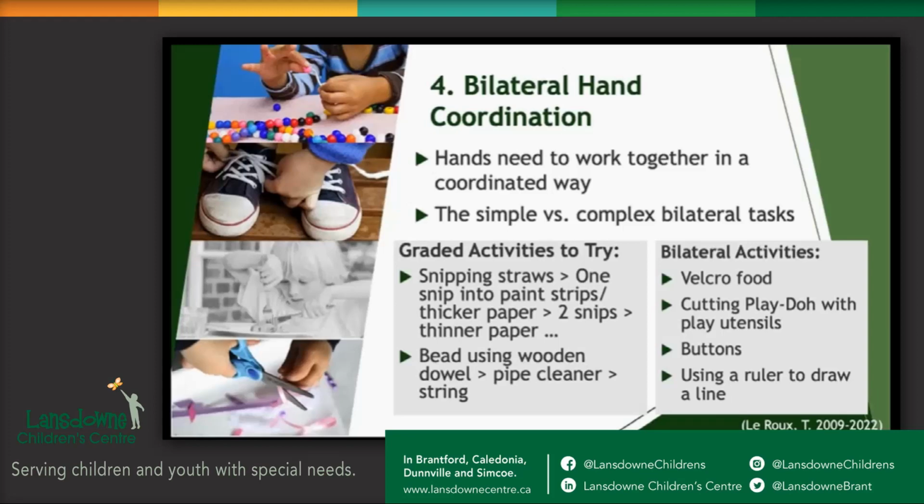And then other bilateral activities are the Velcro food that you can use, cutting Play-Doh with utensils, doing up buttons, using a ruler to draw a line. Those are all bilateral coordination activities that are great practice for kids.